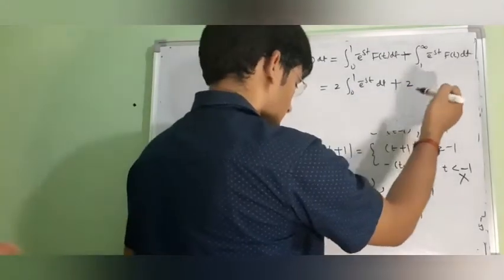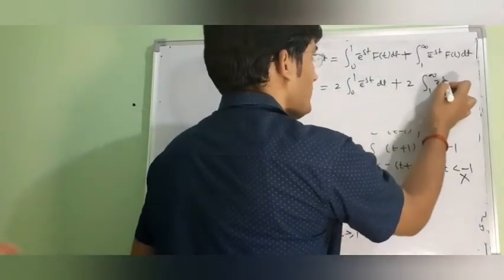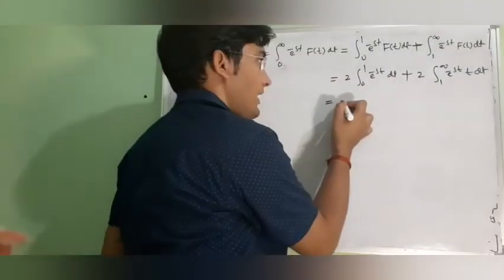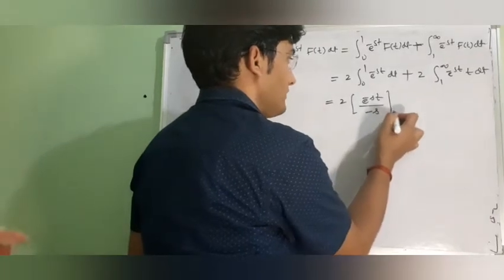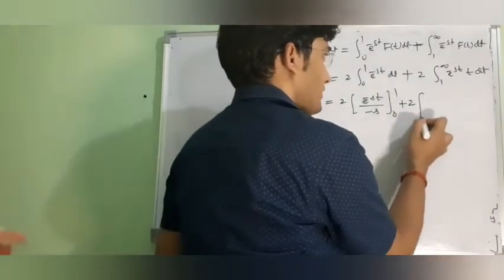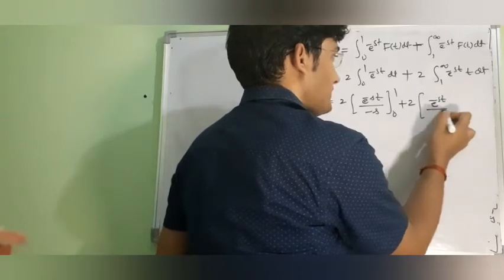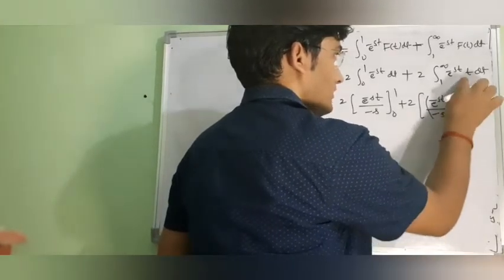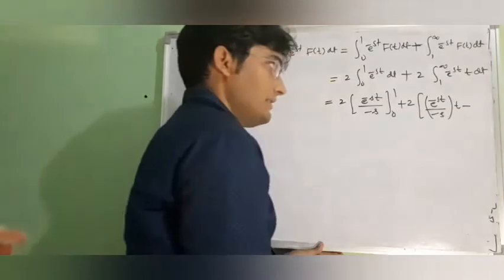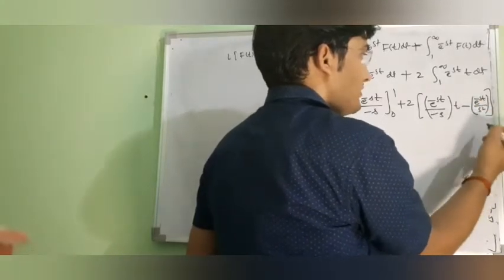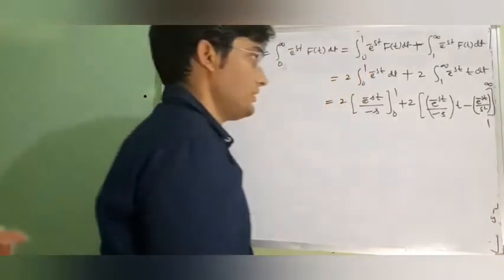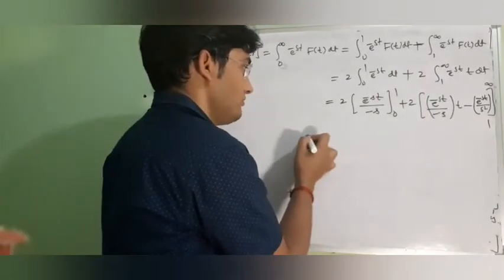So this will be your 2 times integral 1 to infinity e to the power minus st into t dt, and that will be your 2 e to the power minus st upon minus s, with limits from 0 to 1. Here you can use the chain rule. This will be e to the power minus st upon minus s, then into t. Then we will have minus. Again, the integration of this will be e to the power minus st upon s square, and the derivative of t is 1. So this is from 1 to infinity. So this is equal to minus 2 upon s.